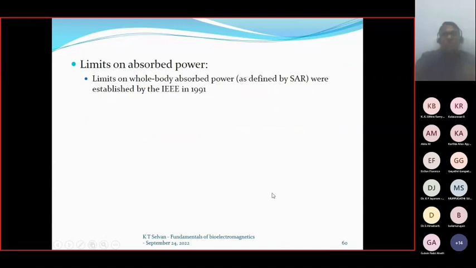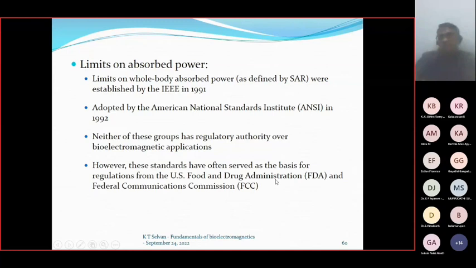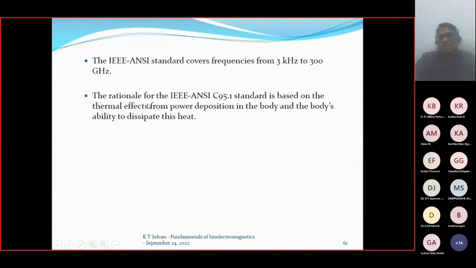So, limits on absorbed power. Initially, IEEE established limits on whole body absorbed power defined by SAR in 1991. And these were adopted by the American National Standards Institute in the subsequent year. But of course, these groups do not have regulatory authority. However, their recommendations have served as the basis for regulations by the U.S. Food and Drug Administration and also the FCC. What is the rationale they have used? The thermal effects from power deposition in the body and the body's ability to dissipate heat. Those of you interested can look at this interesting report.